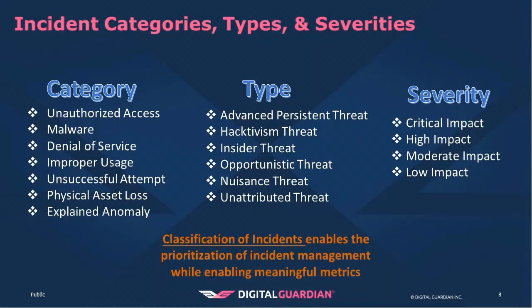From a taxonomy perspective, it's important to lay out all the different types of incidents that may occur within your environment so that you're well prepared to respond accordingly. Classification of incidents essentially enables the prioritization of incident management, and it also enables meaningful metrics at the end of the year. So from a category perspective, was it unauthorized access?